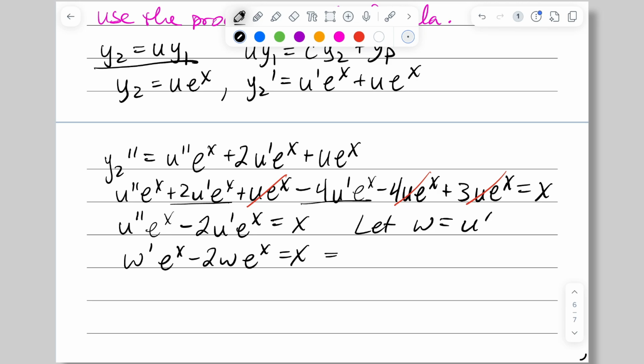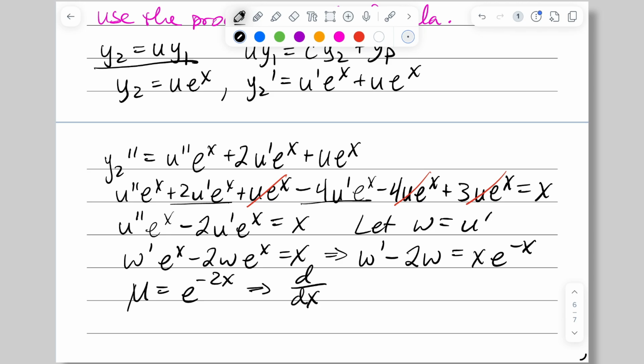So we're going to put it into standard form so we can get an integrating factor. w prime minus 2w is equal to x e to the negative x. Integrating factor from the last chapter is mu is equal to e to the negative 2x. And so on the left-hand side, we have the derivative. This is all functions of x. So the derivative with respect to x of e to the negative 2x times w is equal to x e to the negative 3x, because we had to multiply on both sides by mu.